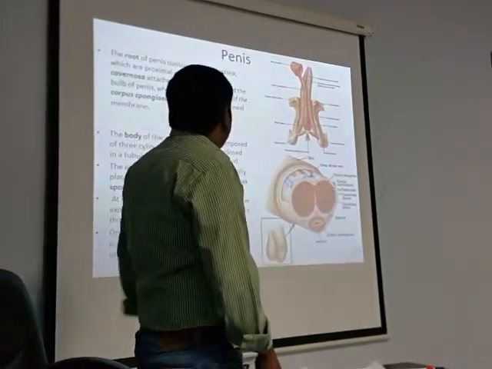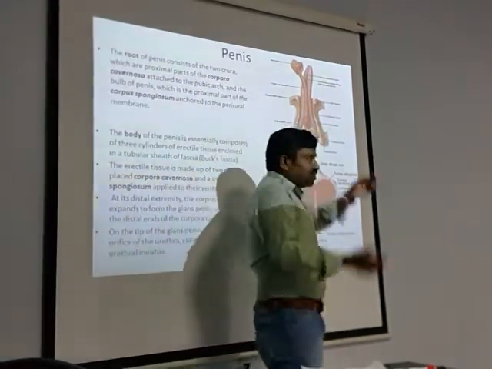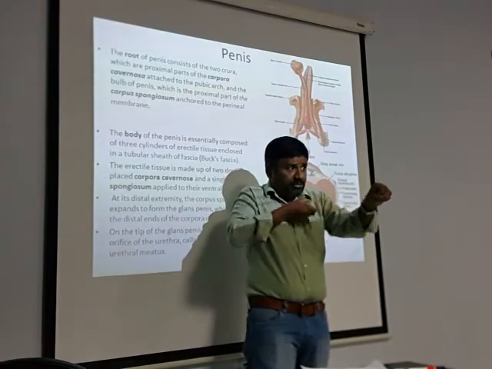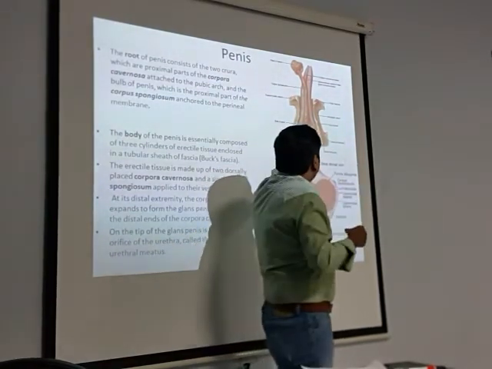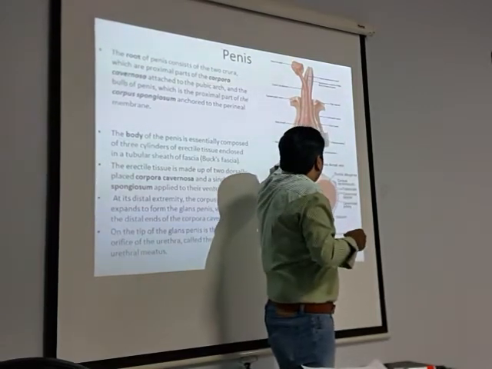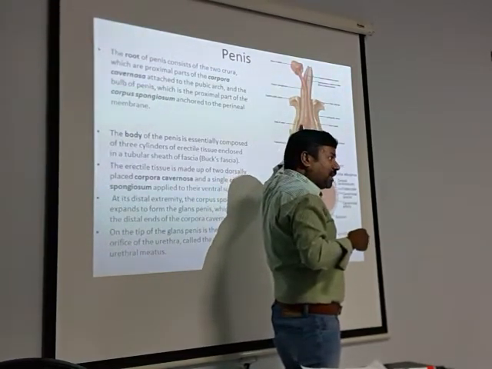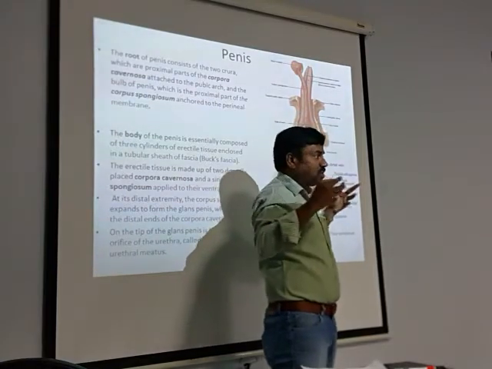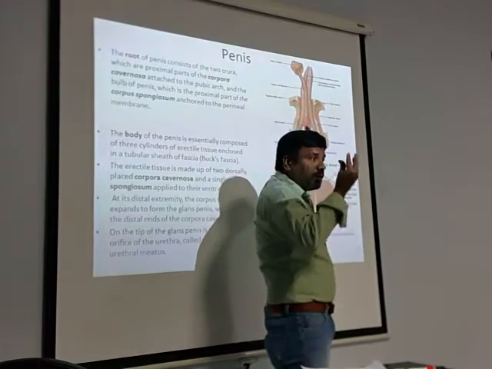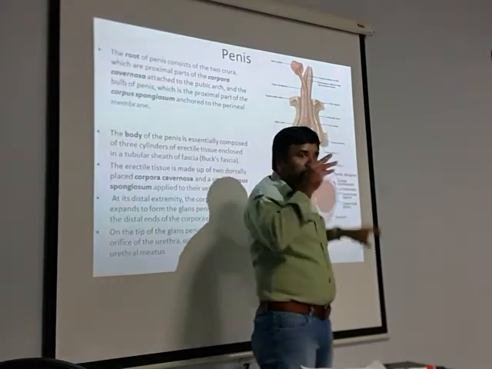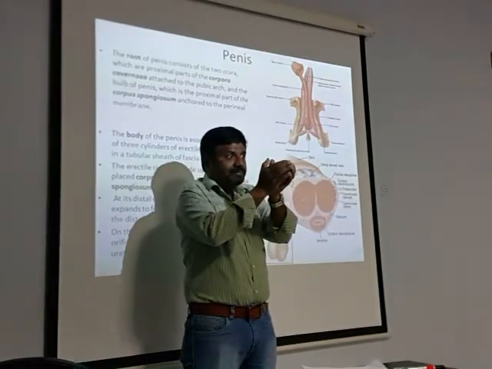So the body of the penis is essentially composed. So as I said, the root. These 3 cylinders are there. The proximal parts of these 3 cylinders we call the root. The main 2 corpora cavernosa, here, see here, they are attached to the pubic bones. Whereas the proximal part of the corpus spongiosum forms the bulb of the penis. On the inner side, it forms an expansion.